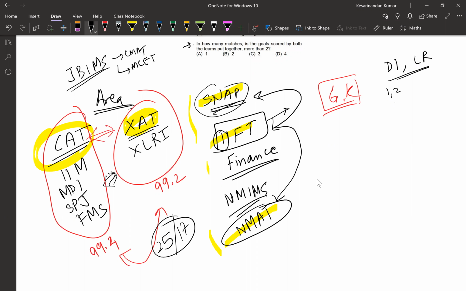Yes. For the quant part and the DILR part, I would say 80 to 90% is exactly the same. In the VARC part, yes, it is different, because GMAT is a lot different from CAT. In GMAT and GRE, the format is you have one question on the screen at a time. When you move to the next question, you cannot attempt the previous question.